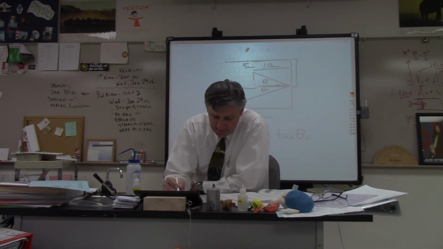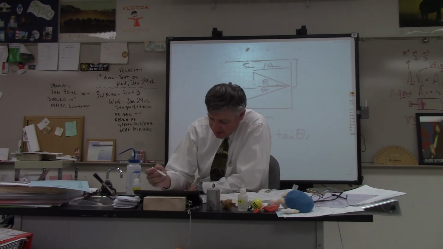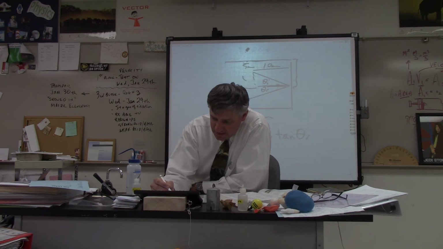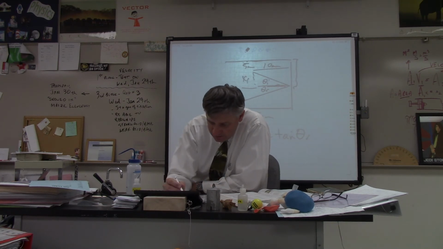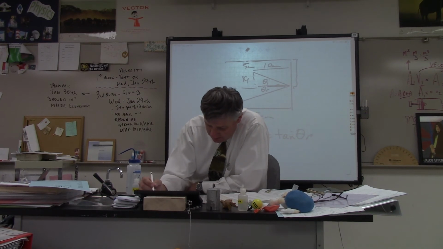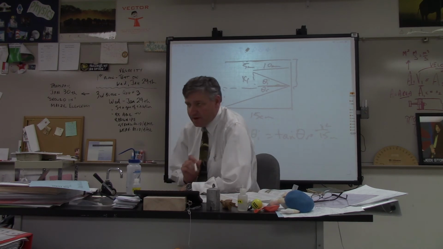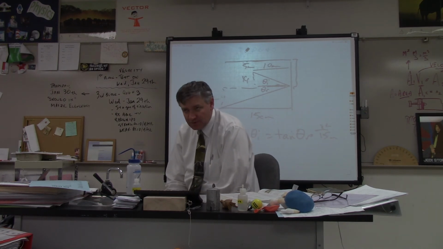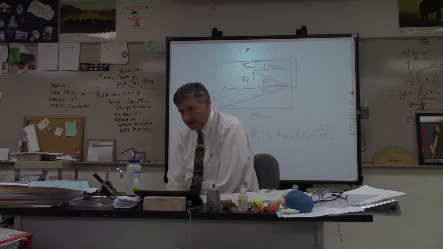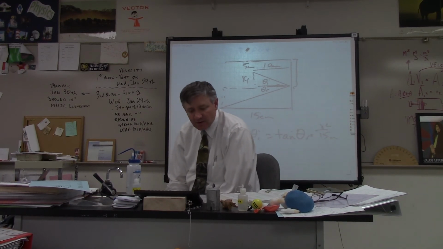So that's going to be your opposite. If you let this be x1, and you let this be x2, then that's going to be x1 over 10 centimeters, and that's going to equal x2 over 15 centimeters. Now, here's the problem: you have x1 and x2, two unknowns with one equation. But here's how you can solve it.